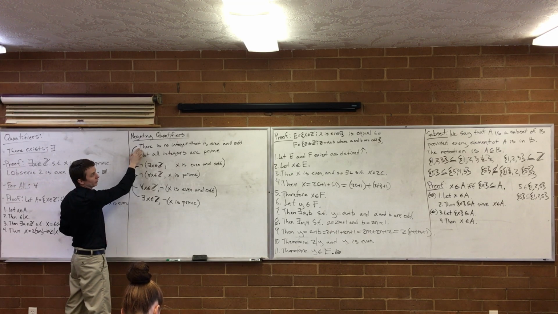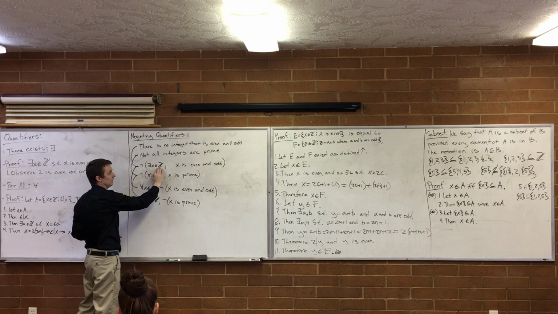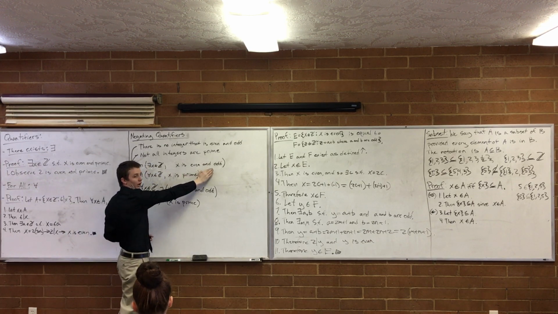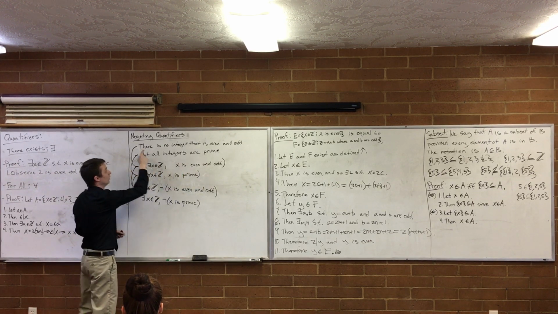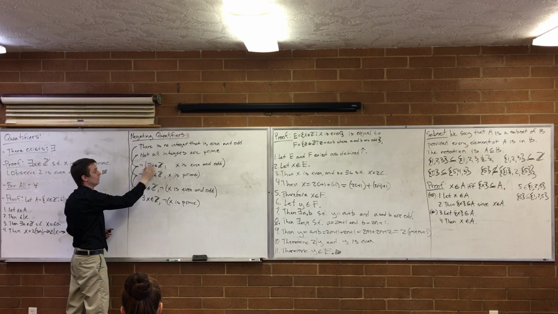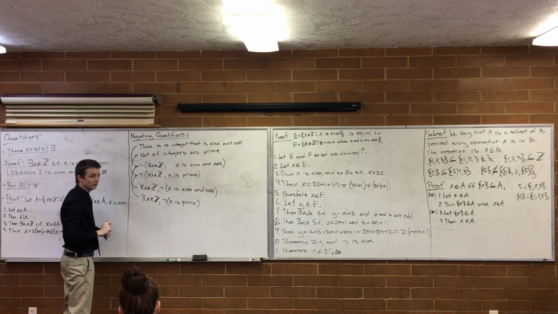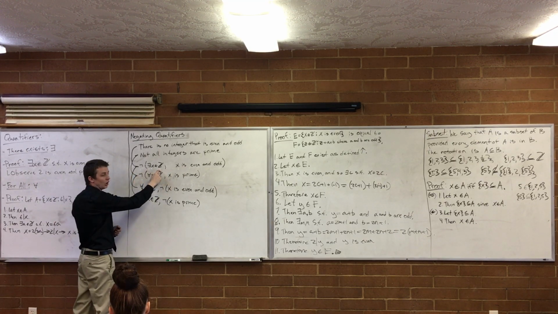There is no integer that is even and odd is the same thing as not there exists an integer that is even and odd. Okay? That makes sense. Now I'm going to distribute this not.